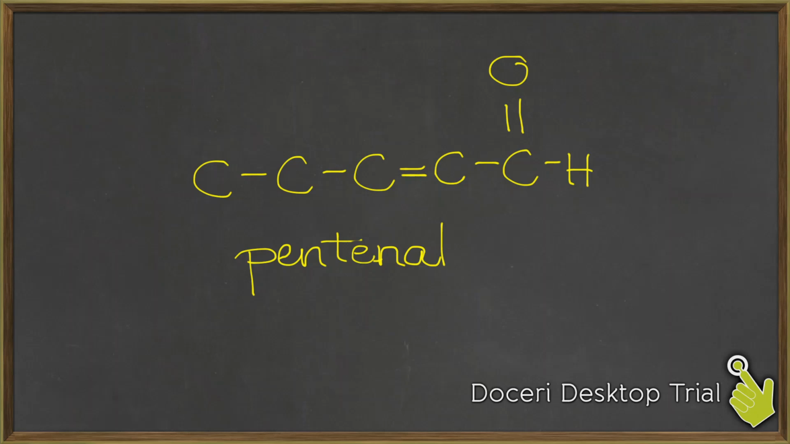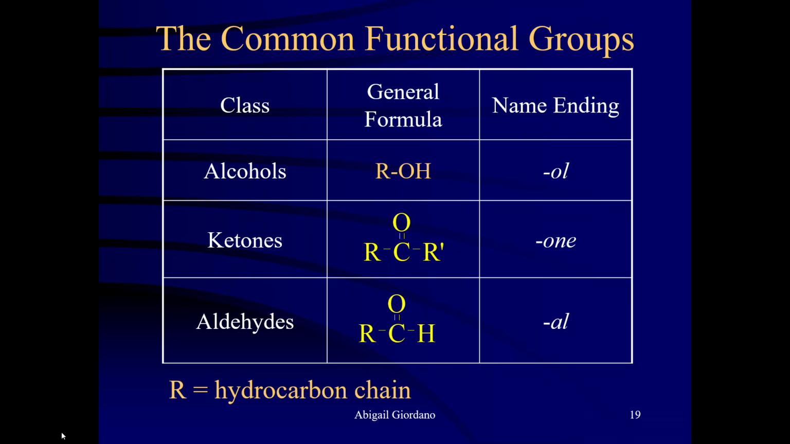Now, do I need to indicate where that double bond is? Yes, I do. Remember, guys, the rule for do you need to indicate where a multiple bond is? The carbon chain, if it has 4 or more, then I do. So this is 2-pentenal.